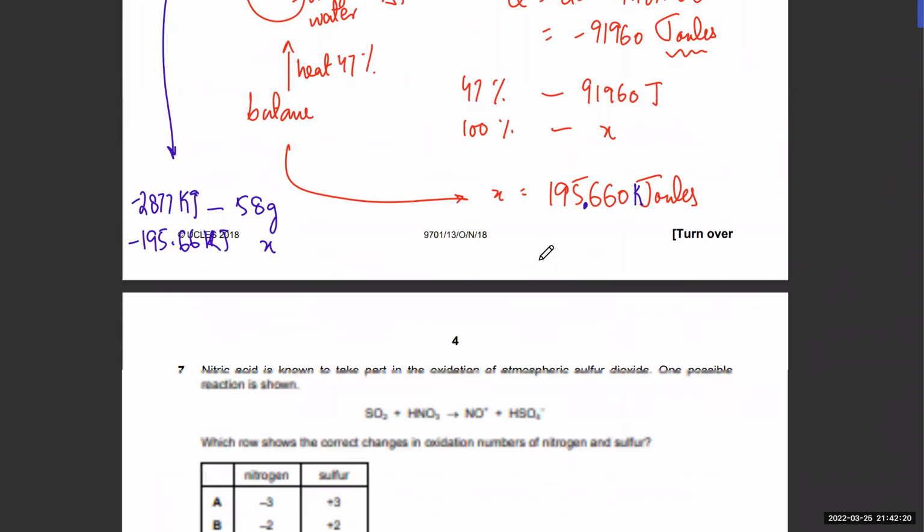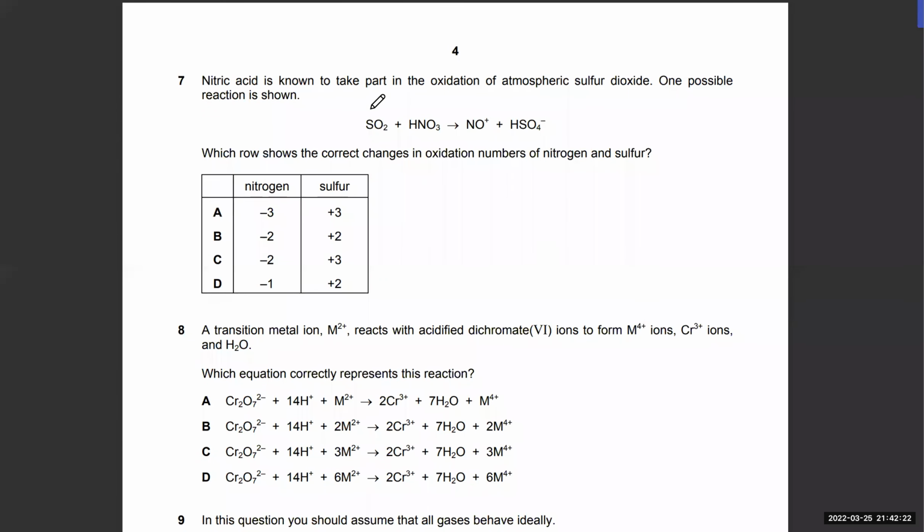Okay, so the next one: nitric acid is known to take part in a reaction. Which row shows the correct changes in oxidation number? So this is easy. SO2, oxygen is -2, so S would be +4. How do you find oxidation states for HNO3? Here you save time. H is +1, N is X, O is -2 times 3. Everything should add up to equal 0. It's a neutral molecule. X comes out to be +5. So N is +5.